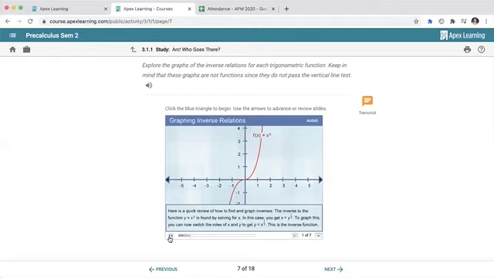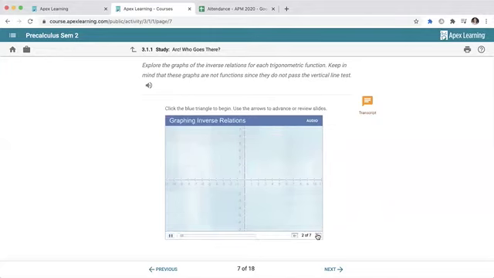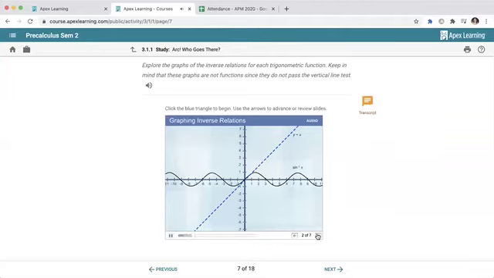You may recall that to graph the inverse of a function, you need to reflect the graph across the line y equals x. This is equivalent to reversing the roles of the variables x and y. Remember we talked about reflecting across this dashed blue line, which is where y is equal to x here. This will work for all 6 trigonometric functions.